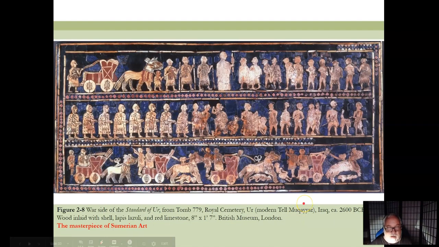So, stuff to be careful about. This is the masterpiece of Sumerian art. It's not the masterpiece of the ancient Near East. Don't confuse those two questions. So the masterpiece of Sumerian art is the Standard of Ur.